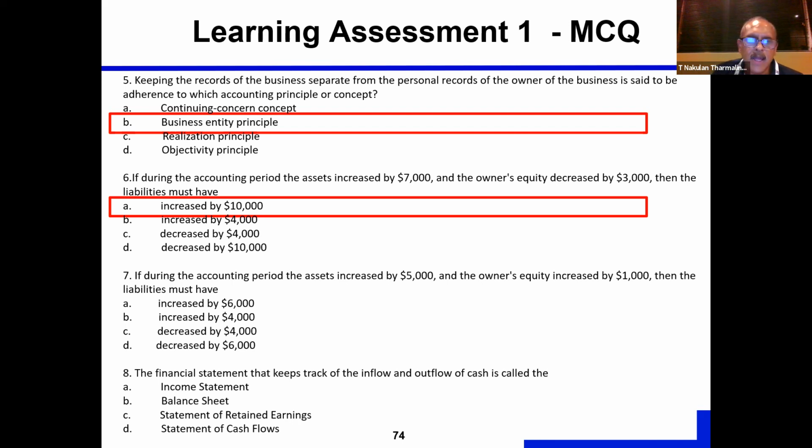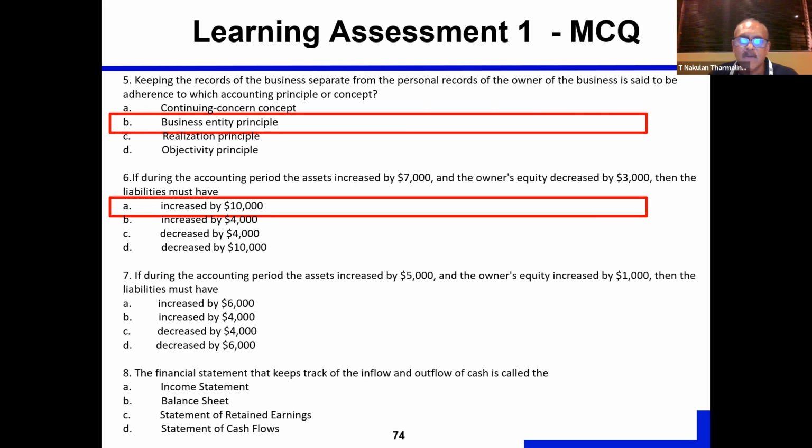During the accounting period, assets increased by 5,000 and the owner's equity increased by 1,000. Then the liabilities must have, what would have happened to the liabilities? Same way you put in a piece of paper. What it says is assets increased by 5, so went up by 5. Then it says owner's equity increased by 1,000, went up by 1,000.